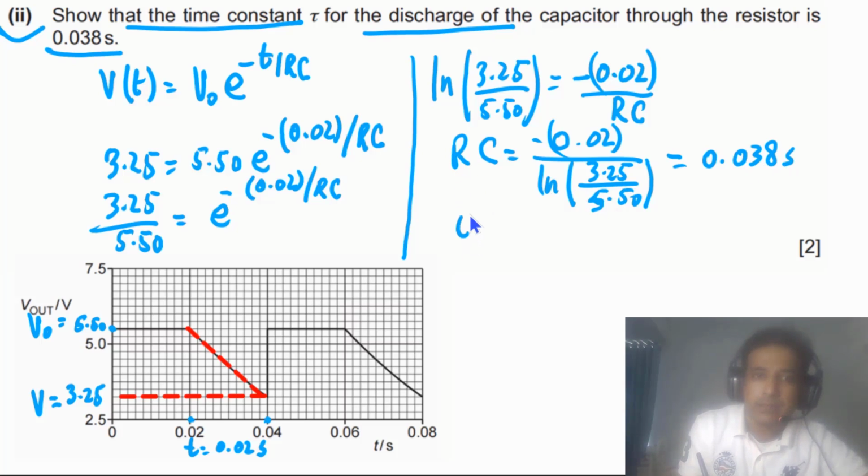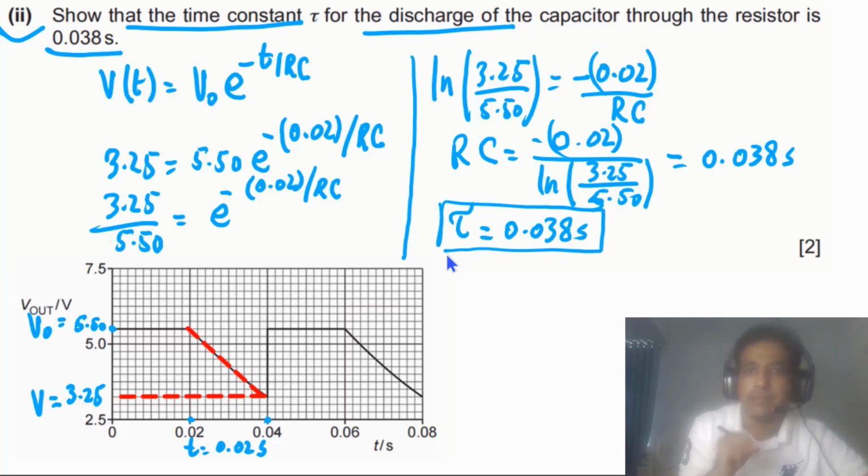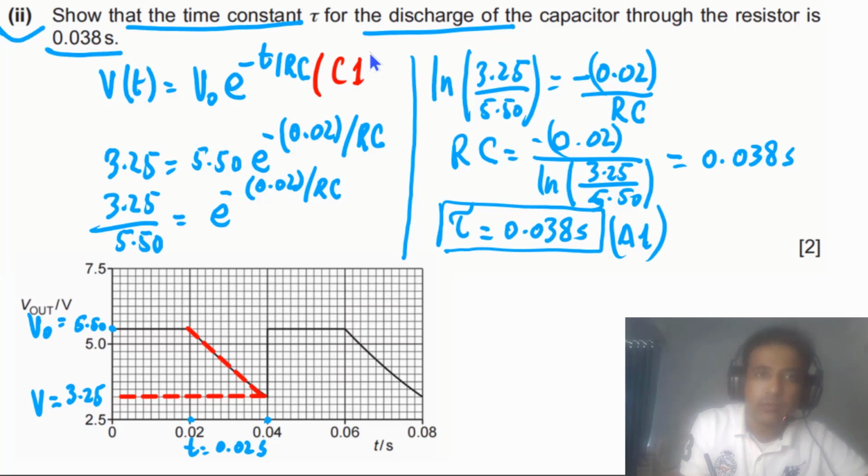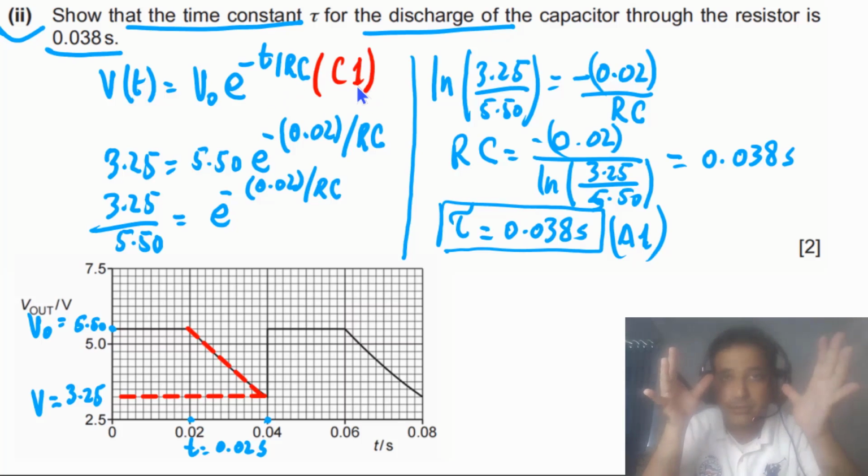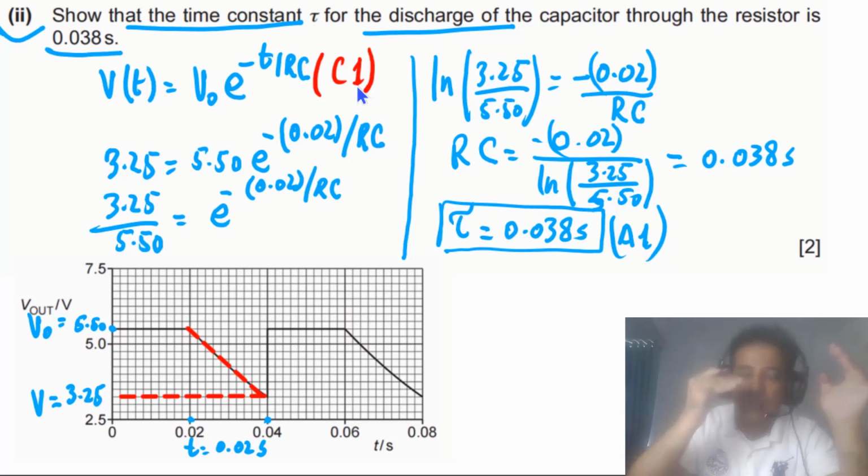Then RC, this is the time constant. So here we have 0.038 second. This is our final answer. This question has 2 marks. If you have got the right answer, you will get 2 marks. But if your answer is wrong and you have written this equation, you will get 1 mark. So always when you start answering any question, write down the equation, then plug in values and then calculate the final answer.